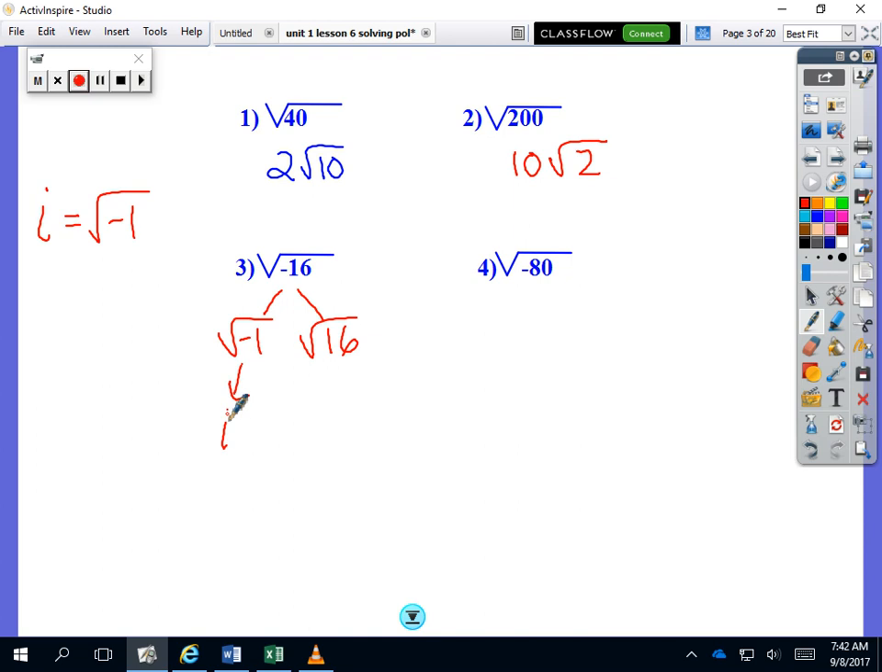What's the square root of 16? Well, that equals 4. I don't even have to do my factor tree because it's a perfect square. So this is just going to be 4i.